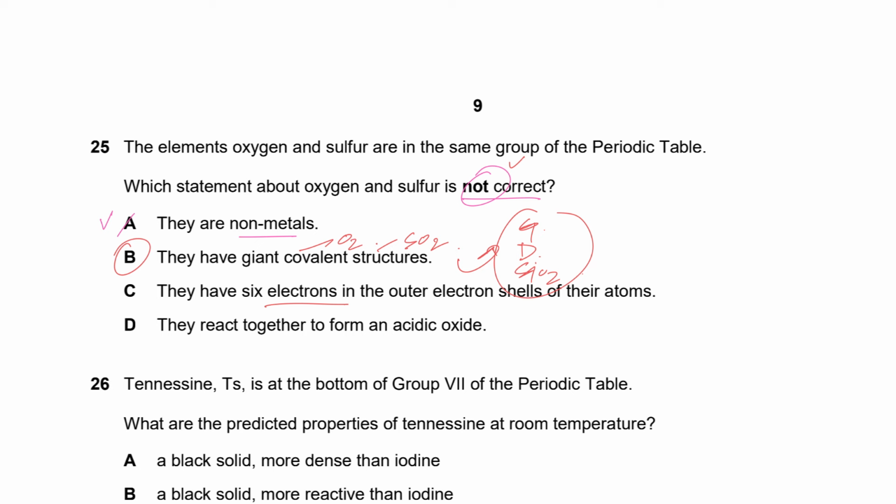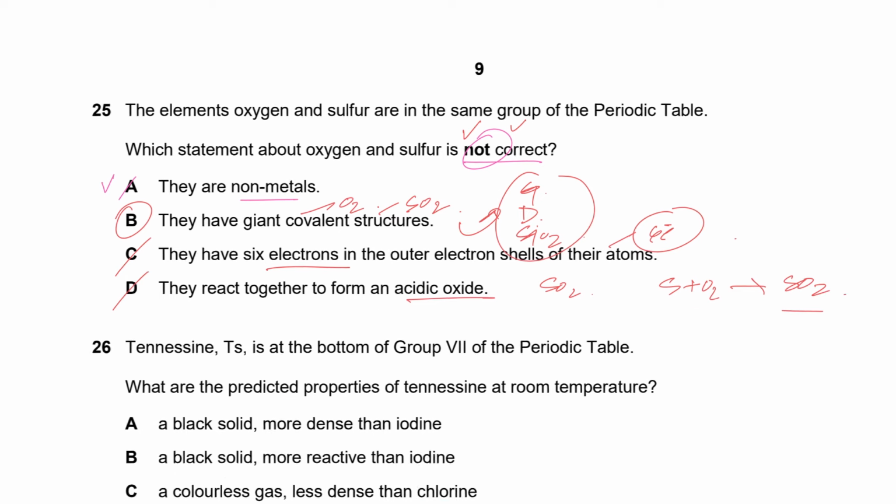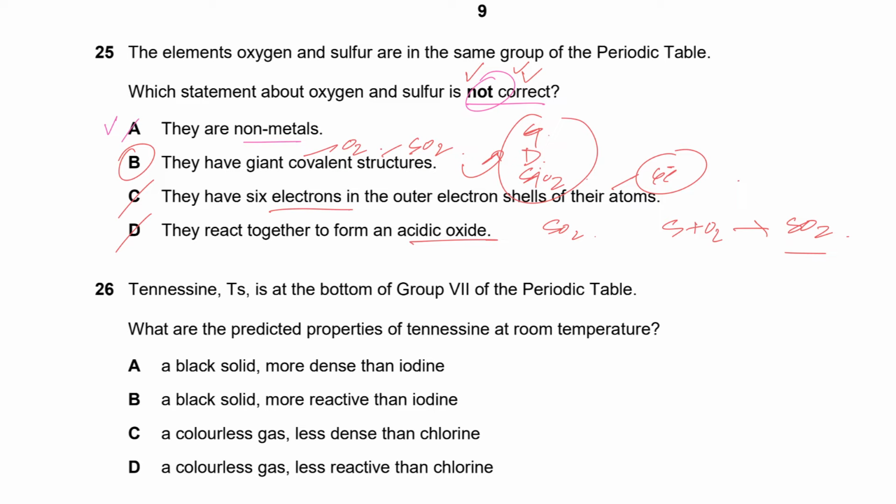They have 6 electrons in the outermost shell, that's a correct statement because they're in group 6, which means they have 6 electrons. So we need to go for not correct. They react together to form an acidic oxide, yes, SO2. Sulfur reacts with oxygen to give SO2, an acidic oxide, which can further cause acid rain. So that's also a correct statement, and we need to go for not correct.